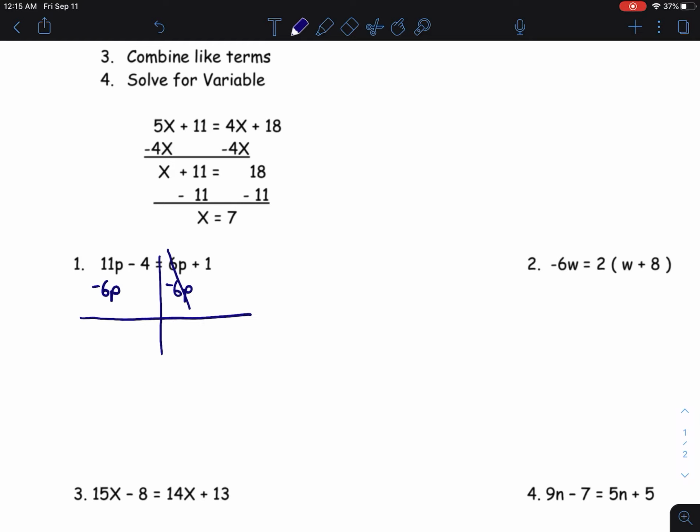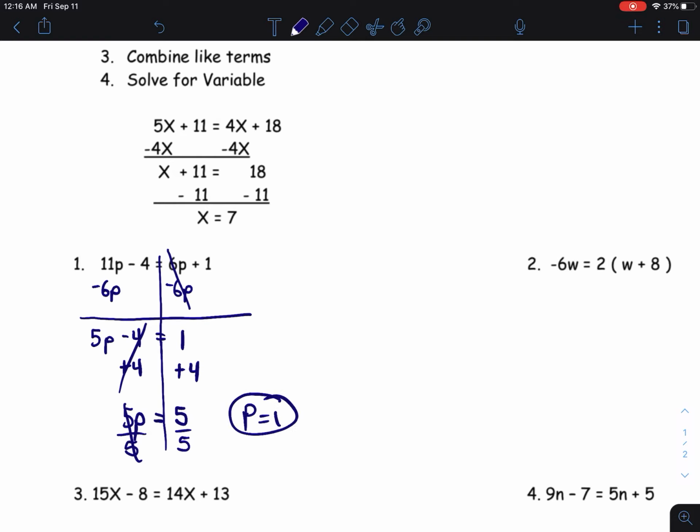11p minus 6p is going to be 5p. So then I have 5p minus 4 equals 1. So I'm going to add 4 to both sides. And that's going to leave me with 5p equals 5. Last thing is 5 and p are multiplying, so I'm going to divide to undo that. And we're going to be left with p equals 1.